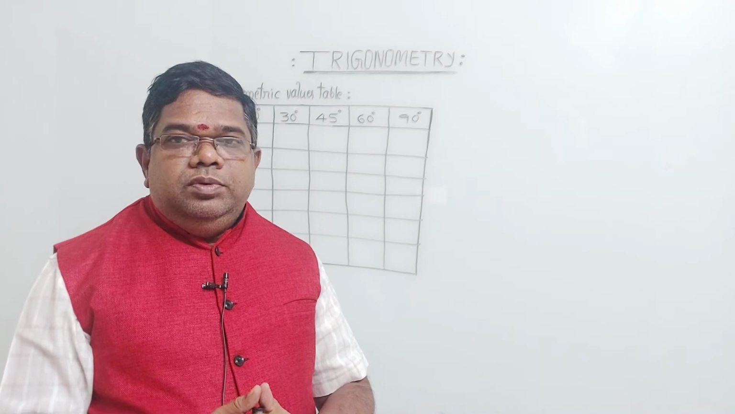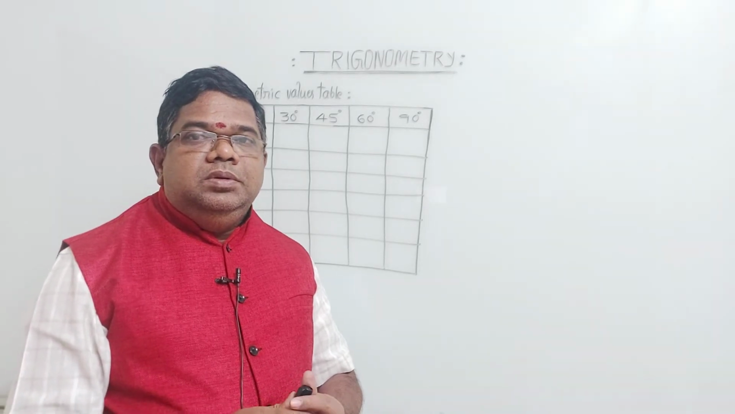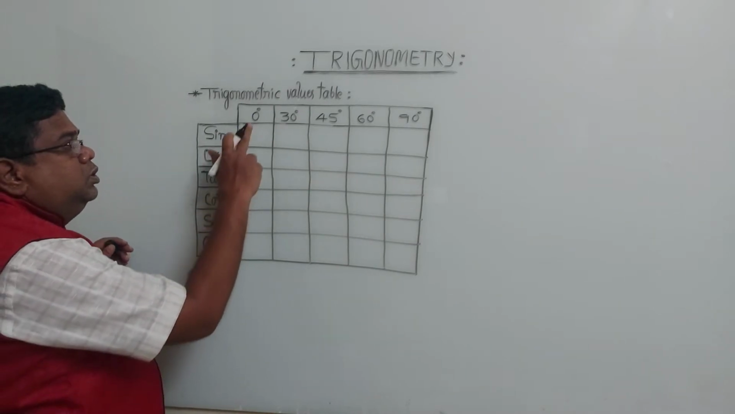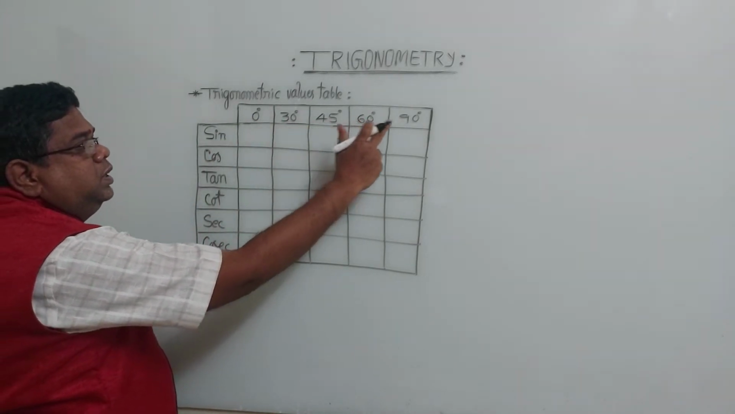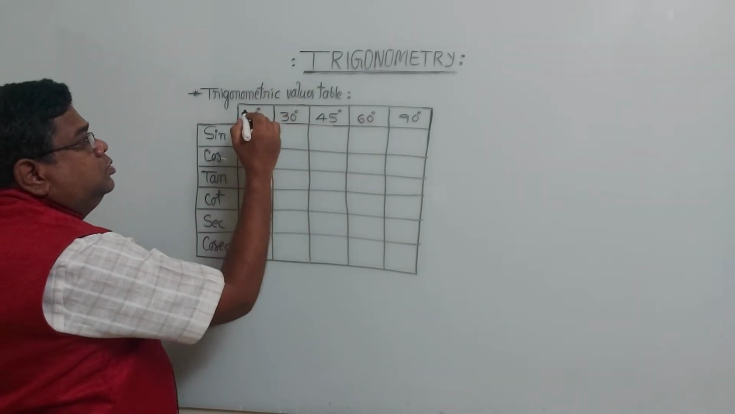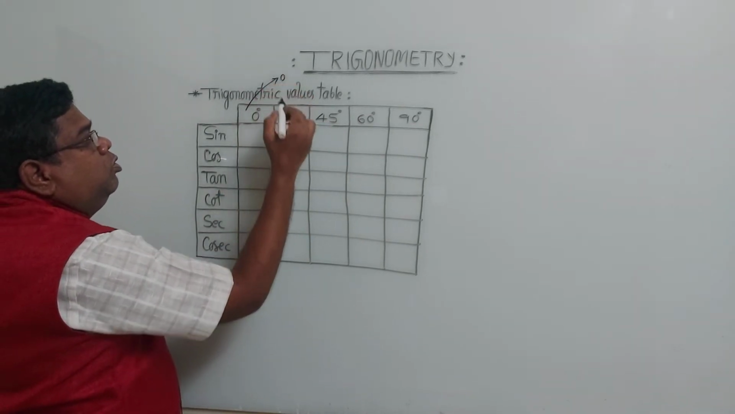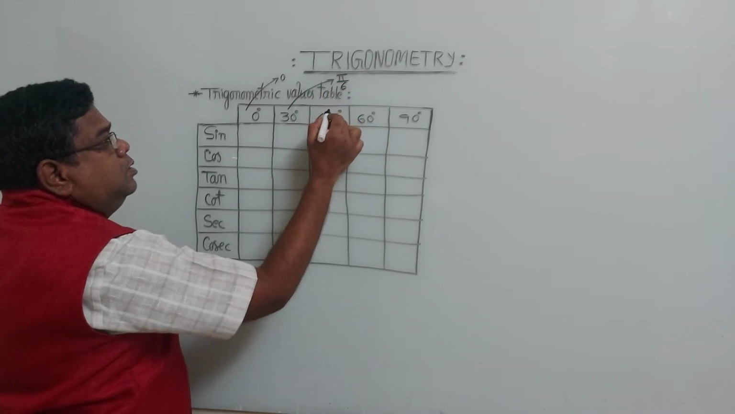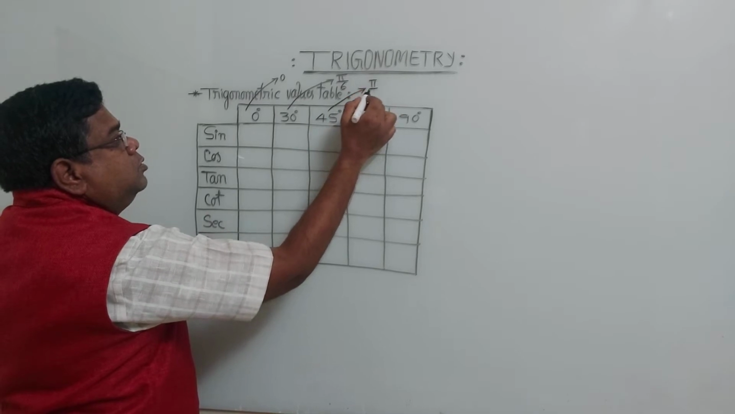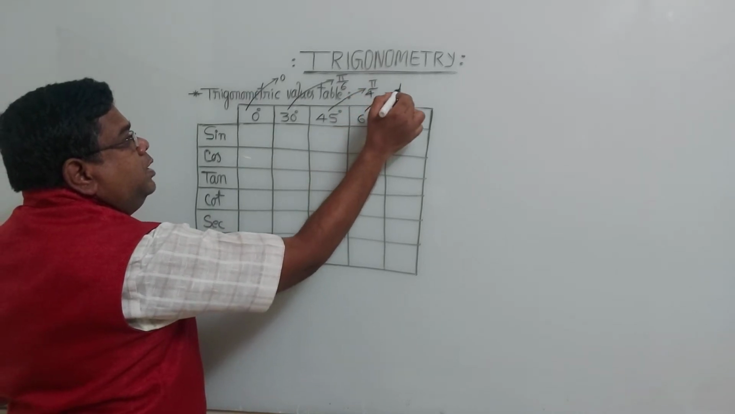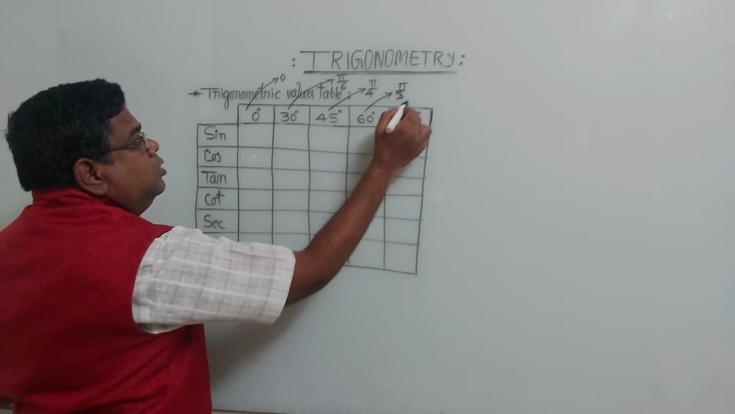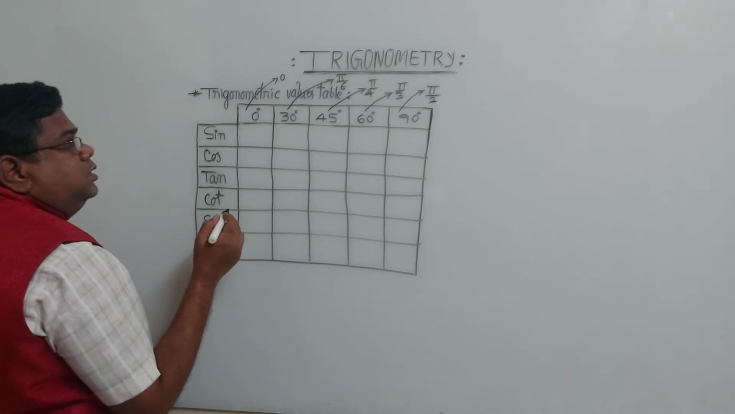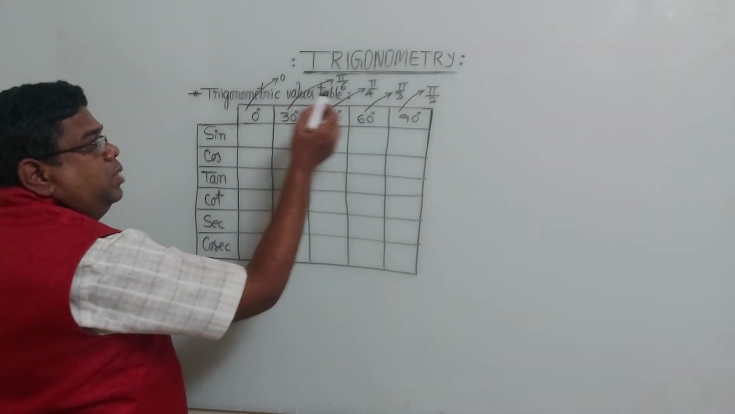Continuation of the third video in trigonometry basics, the introduction. The trigonometric values table: 0 degrees, 30 degrees, 45 degrees, 60 degrees, 90 degrees. Expressed in radians, these are 0, pi by 6, pi by 4, pi by 3, and pi by 2 radians. We have to express the angles in radians also, and you have to learn those values by heart.